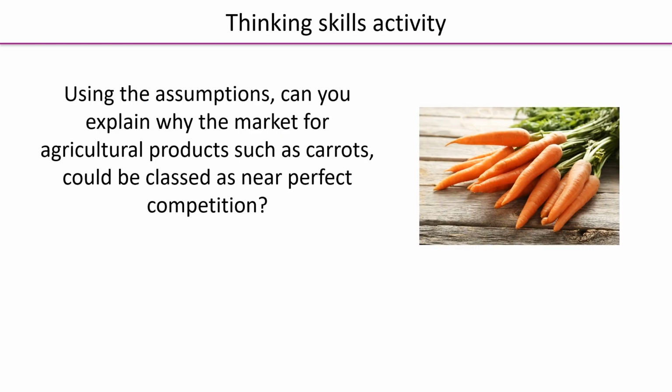So now we've got the assumptions or the features of a perfectly competitive market. Can you look through that list of seven features to explain why we suggested that agricultural products like carrots could be classed as at least near to perfect competition? Pause the video for a moment, have a look through those seven features and think about how you would apply them to that particular market for growing carrots, and then restart when you're ready.